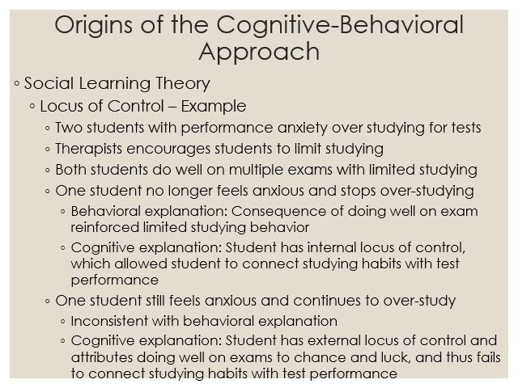The other student might still feel anxious and continue to overstudy. So this is inconsistent with the behavioral explanation, right? They should behave like the first student if we had a purely behavioral explanation. So the cognitive explanation could give us the insight to see that a student might have an external locus of control and attribute doing well on the exams to chance and luck, and therefore fails to connect that they have changed their studying habits, and this is what's associated with the improved test performance.